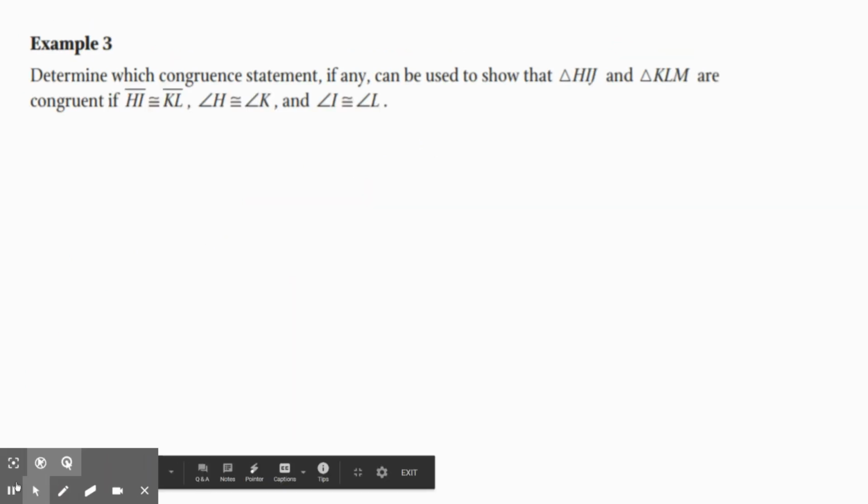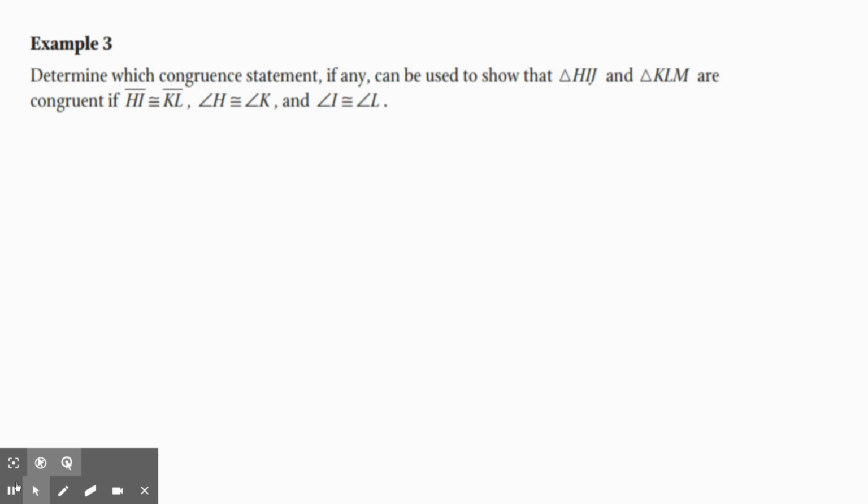Example 3: determine which congruent statement, if any, can be used to show that triangle HIJ and triangle KLM are congruent if line segment HI is congruent to line segment KL, angle H is congruent to angle K, and angle I is congruent to angle L. You know what? I don't see a picture, do you? I wonder what we should do. Oh yeah, draw a picture.